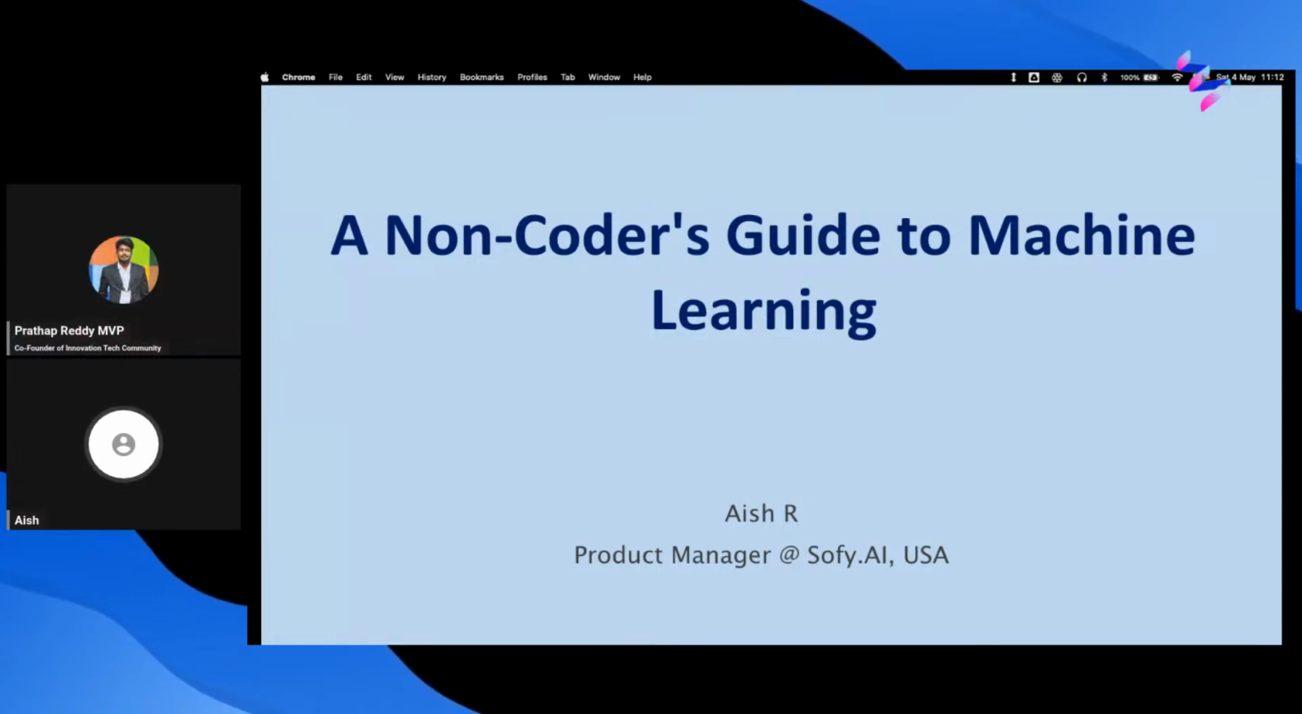Thank you so much everyone for joining today. Today I'll be talking about a non-coder's guide to machine learning. Why is this important? One reason is my own personal experience. Whenever I tried to learn machine learning in the past, I was really scared because it was full of math and statistics and everything.